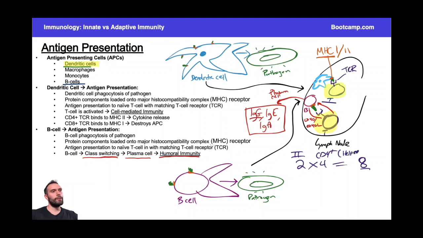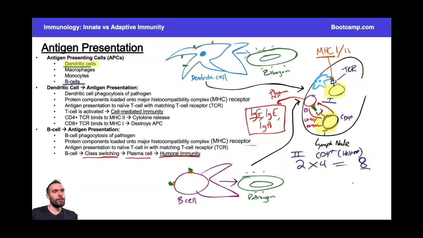Okay, so the helper T cell, in this case, would have been a CD4 positive T cell because the B cell loaded it on MHC2. And we want helper T cells to release cytokines to help stimulate these B cells to turn into plasma factories. Okay, so that's how you remember. If anything is loaded on MHC2, it's going to bind to CD4 positive T cells. Those are the helper T cells.